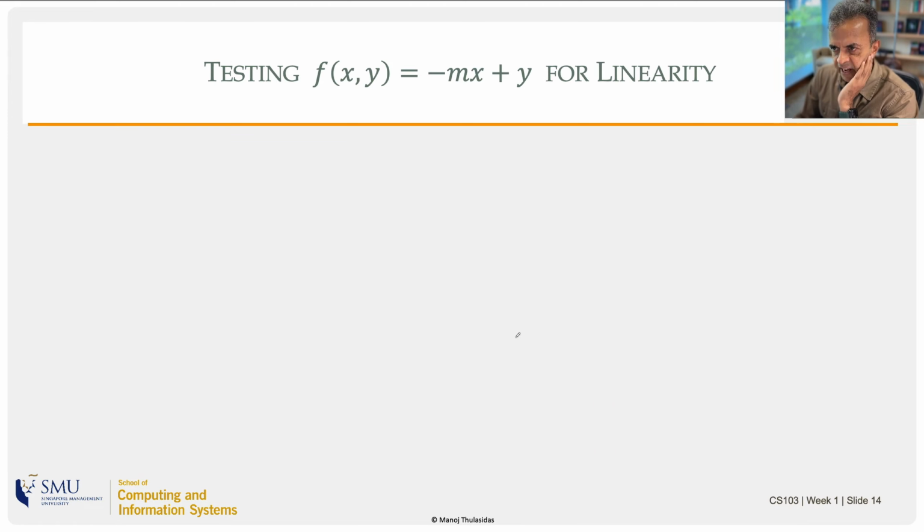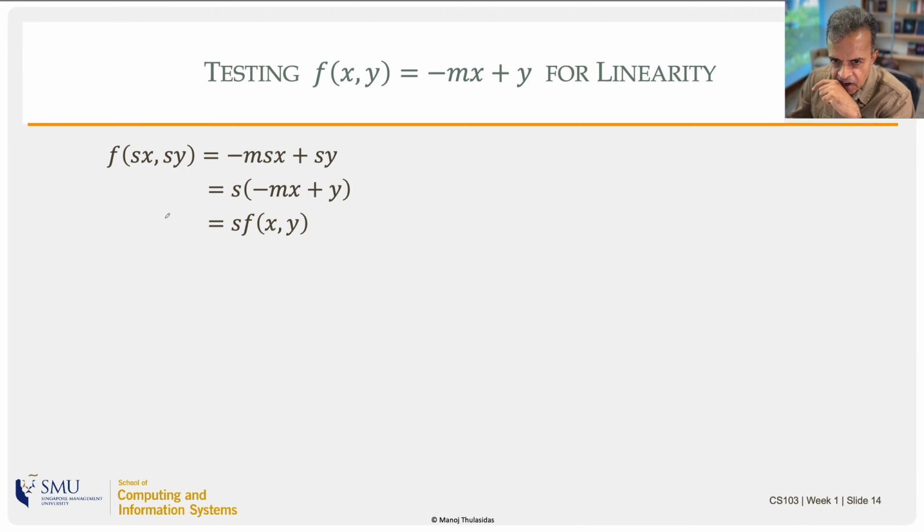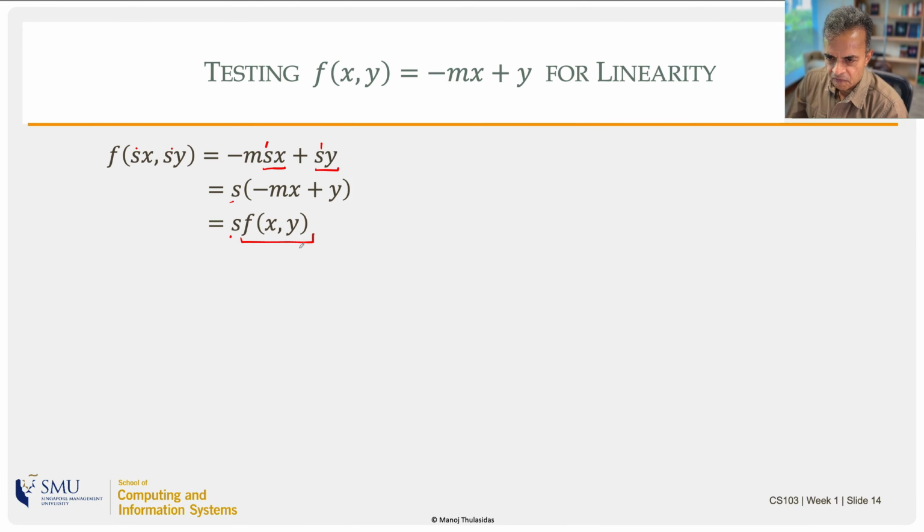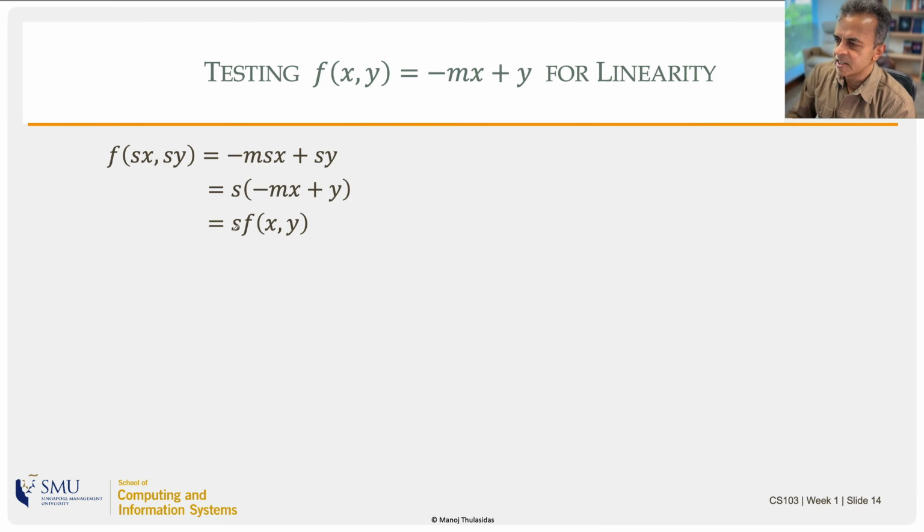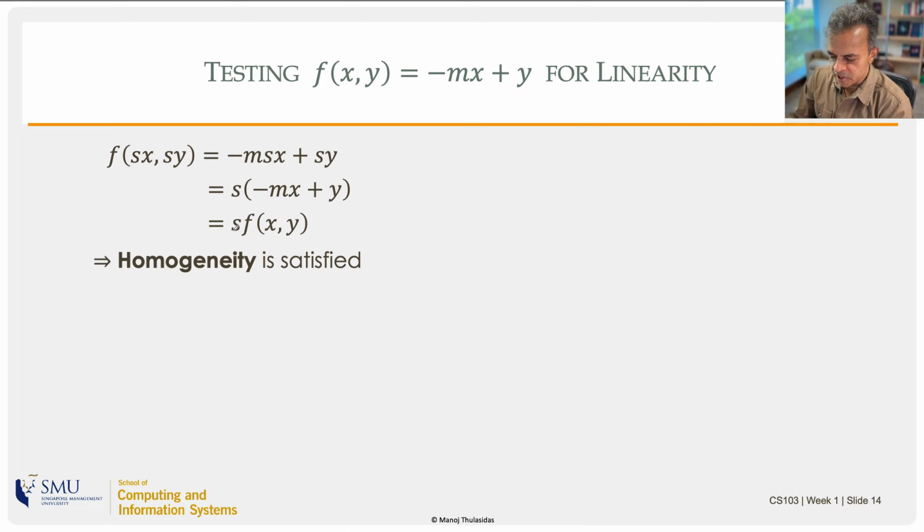Now, after having said that, let's look for the linearity of this expression in two variables, or the function of two variables. If I scale both by s, originally my expression was minus mx plus y. Now I will use sx wherever I see x and sy wherever I see y. So f of sx and sy is minus m sx plus sy. S being a common factor, you can pull it out. Then that becomes the original value of that expression multiplied by s, the same factor. So the homogeneity condition is satisfied, the extended homogeneity condition.